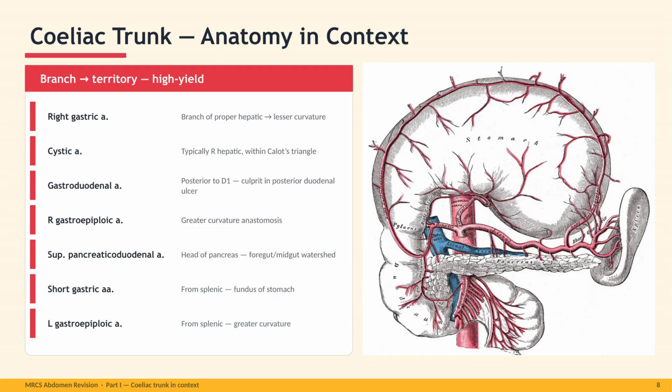Gastroduodenal artery runs posterior to D1. Why does that matter? Because that's the artery you erode into with a posterior duodenal ulcer, and it bleeds catastrophically. Classic exam scenario. Right gastroepiploic, anastomosis along the greater curvature.